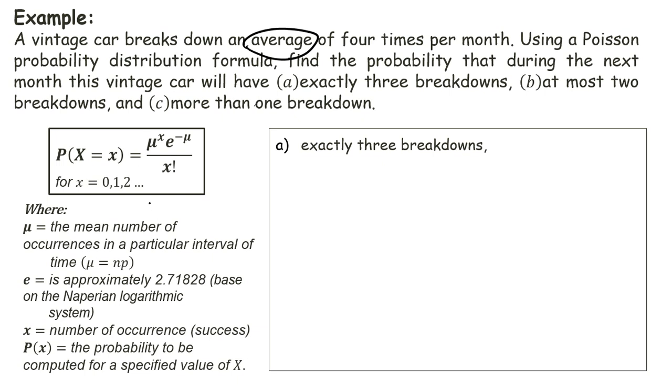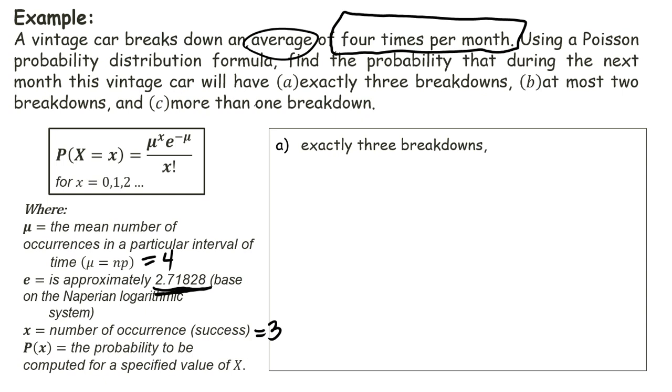So, ano po yung ating magiging given muna? Okay. So, ang sabi po dito, average of 4 times per month. 4 na beses daw po bawat buwan. Average yun. So, ibig sabihin, your mean is equal to 4. And then, ang E po natin, ito na po mismo yung given. 2.71828. Yung X naman natin, number of occurrence. Sabi dito kasi exactly 3. So, your X will be equal to 3.